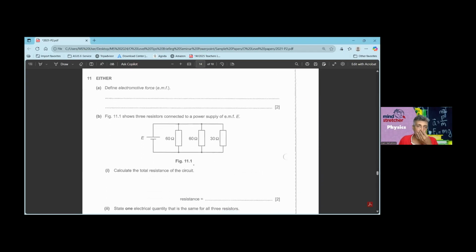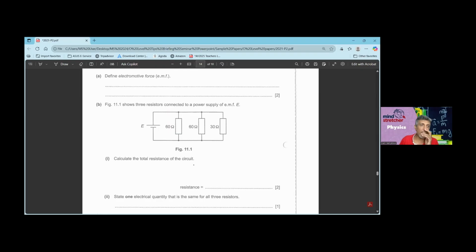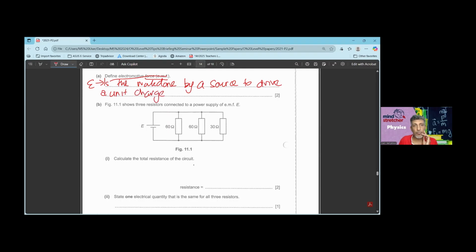All right, let's take a look at this. EMF. Okay, this question is on DC circuits. Now, the EMF of a battery is the work done by a source to drive a unit charge, or you can say to drive a charge through the circuit.